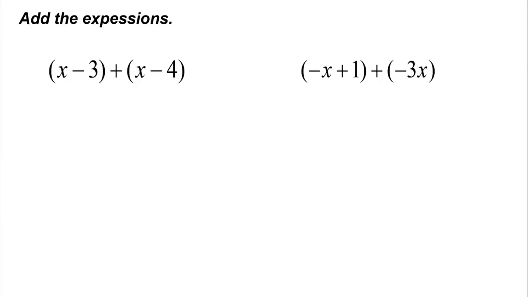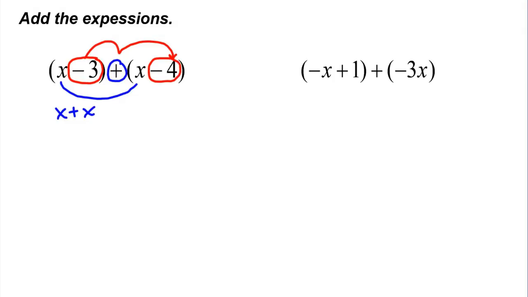Here I have x minus 3 and x minus 4, and I'm going to be adding these two expressions together. What I'm looking for here are the like terms in each pair of parentheses. I have the x's here that are like terms, and I'm going to be adding them together. That plus sign applies to everything in the parentheses to the right of it, so it's basically x plus x here. And then I'm going to add my constants together. Just like we did with our other expressions, we're going to include that sign in front along with it, so it's going to be minus 3 plus a negative 4.